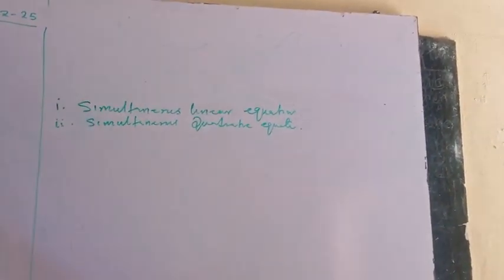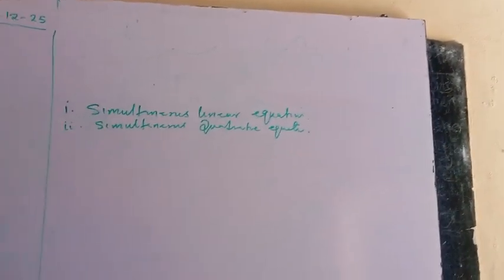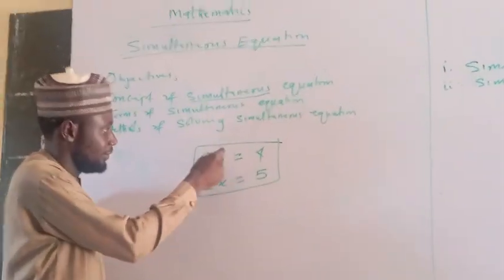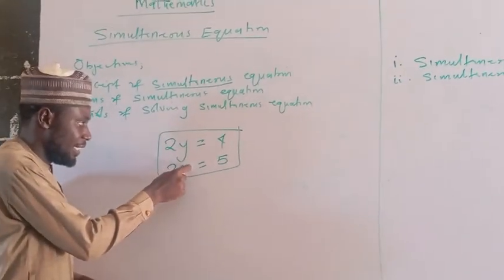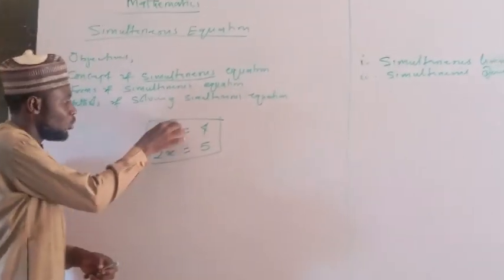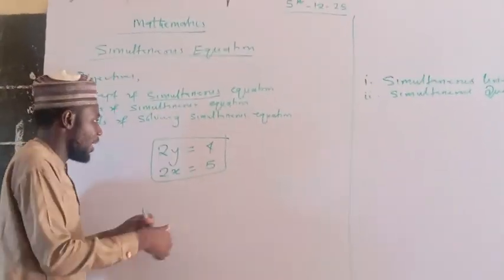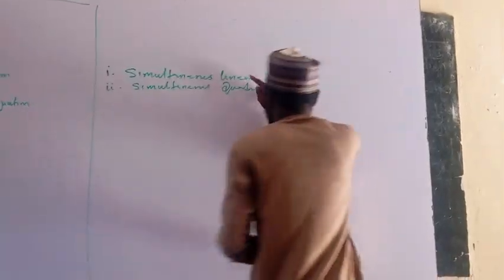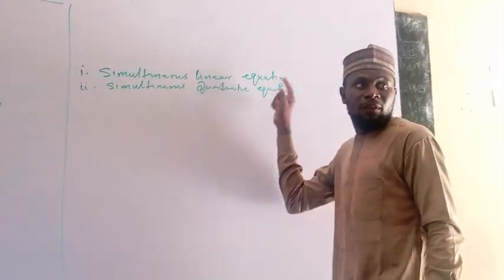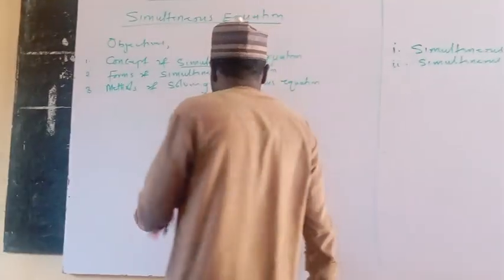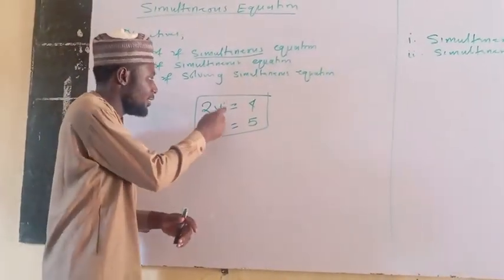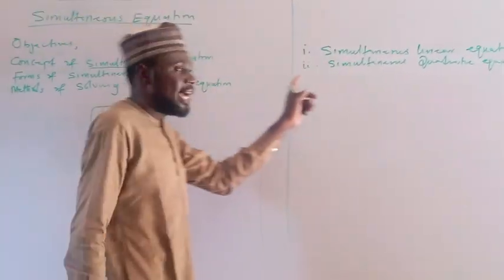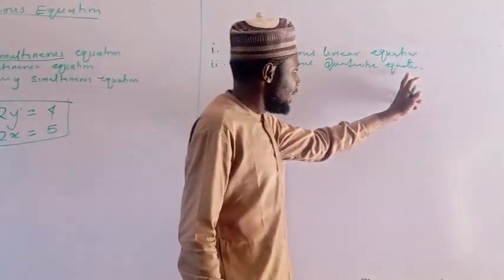Now, if you look at this equation, the power of the unknown is 1. The power of the unknown, x here, is 1. So if the power is only 1, it means that it is simultaneous linear equation. Now, if the power is more than 1, 2, then it is simultaneous quadratic equation.